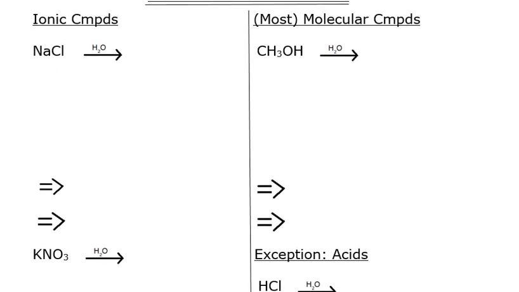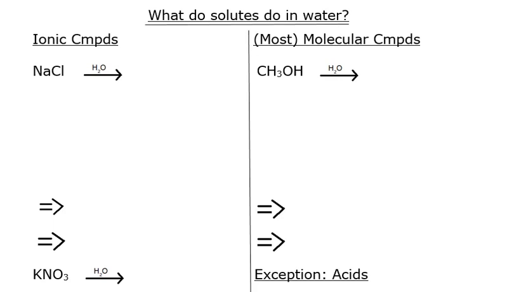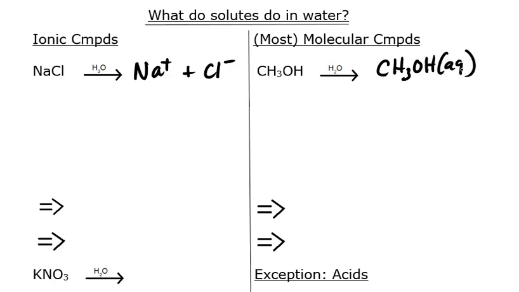In order to answer this question, we divide them into two categories, ionic compounds and molecular compounds, because they do different things. The ionic compounds, such as sodium chloride, in water will separate into ions. So it becomes the sodium plus ion and the chloride anion. Whereas most molecular compounds, such as methanol, in water do not separate into anything. They just stay whole, they stay intact, so it's still methanol, but it is now an aqueous form of methanol.